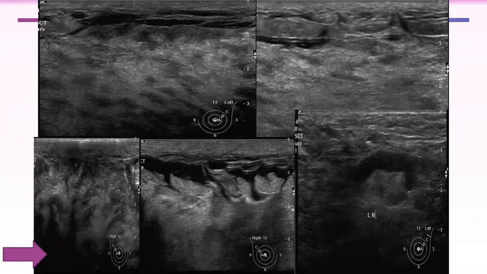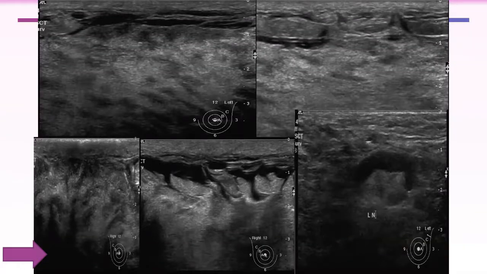But how can you explain the irregular hypoechoic areas in the breast? Due to lymphatic congestion, could be. Lymphatic congestion will give you edema, but could it give you a hypoechoic lesion? No. So you have something infiltrating the breast as well.